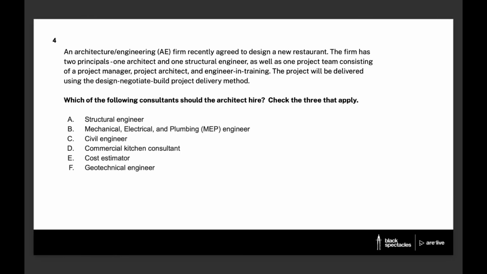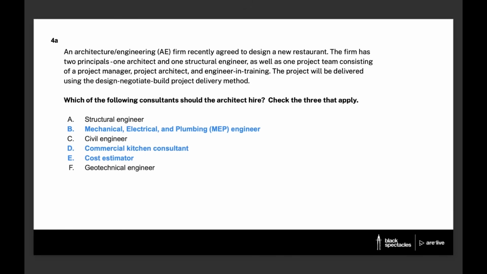Just like the civil engineer, this consultant is generally hired by the owner directly. If you look at the B101, it's going to say that the owner hires the geotechnical engineer. Again, unless there's a really specific reason to think otherwise, the architect hiring the geotechnical engineer is going to be incorrect. They're a critical part of the project team, but hired by the owner for the most part. So with that, we've got what we think are the correct answers here: B, MEP engineer, D, kitchen consultant, and E, cost estimator.